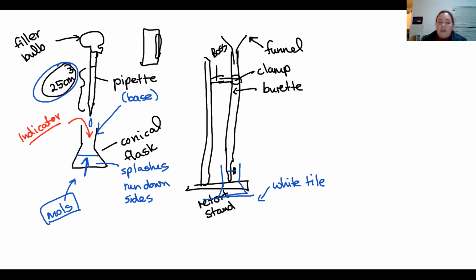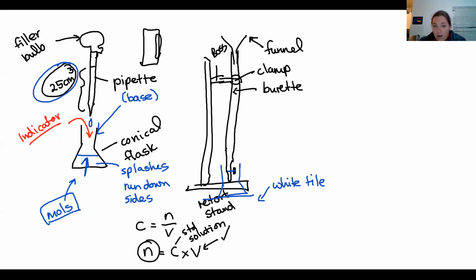And the important thing here is to realize that concentration is number of moles over volume. So number of moles is concentration multiplied by volume. Okay, very important. So if we have something that we know its concentration because it was the standard solution, and we know the volume because we carefully measured it out here, we can know how many moles there are. All right. So what we're going to do here is we're going to try and get the number of moles of acid and base to be equal to each other. And we'll know that they're equal to each other when the indicator changes color.